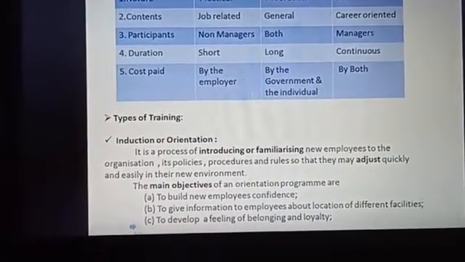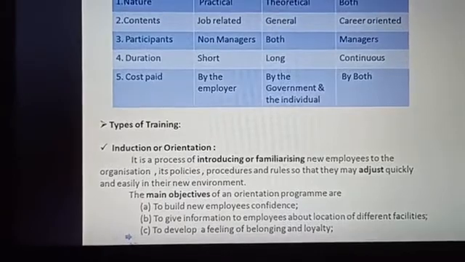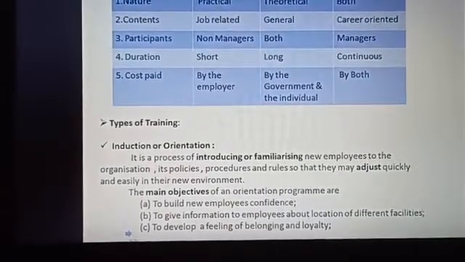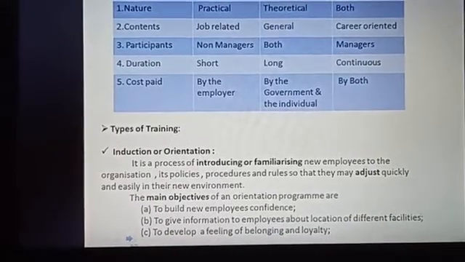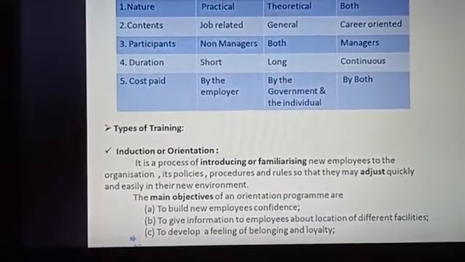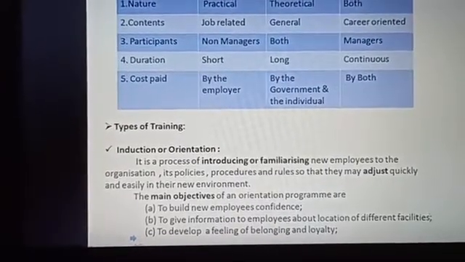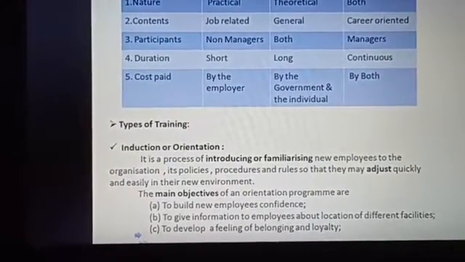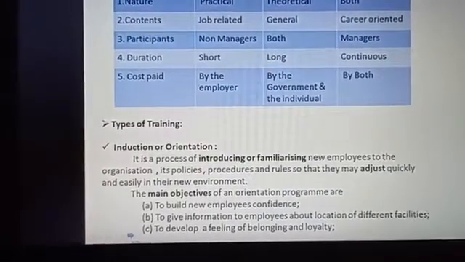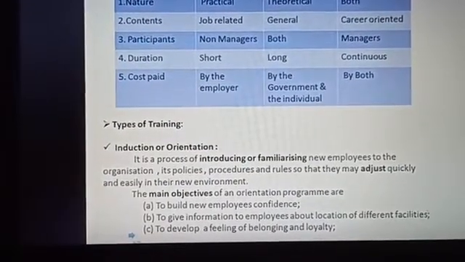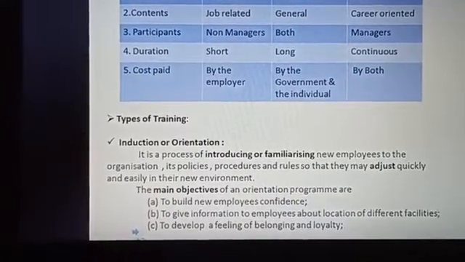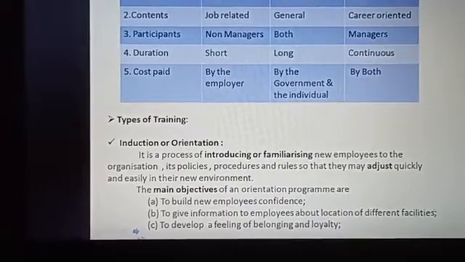We move to types of training. Types of training may be classified into the following categories. Number 1, induction or orientation. It is a process of introducing or familiarizing new employees to organization, its policies, procedures and rules so that they may adjust quickly and easily in their new environment.